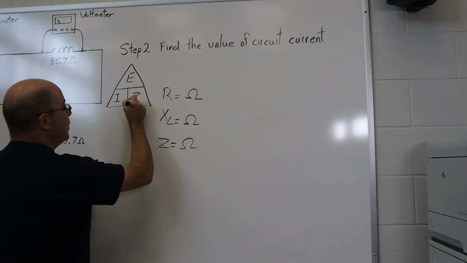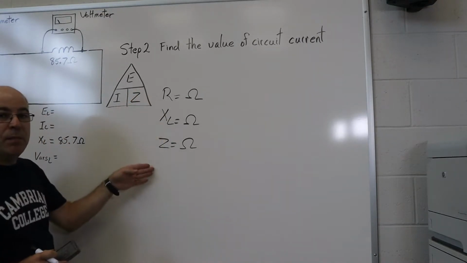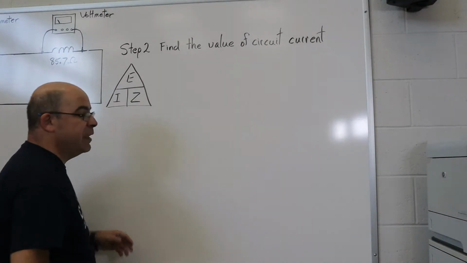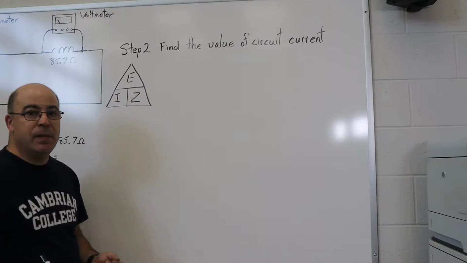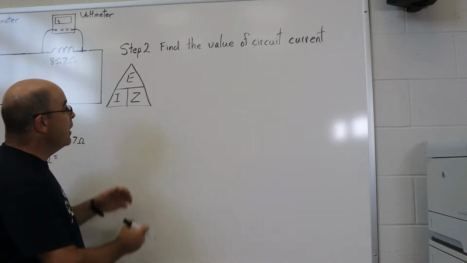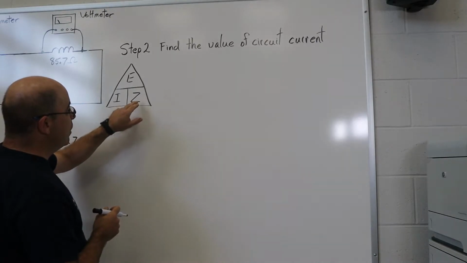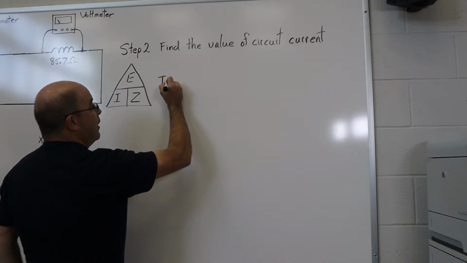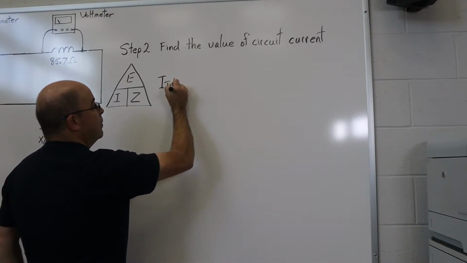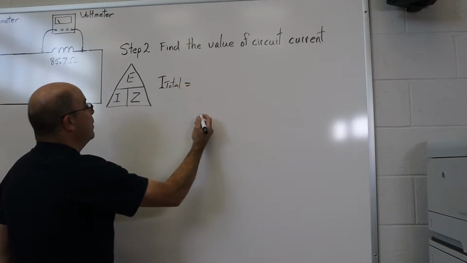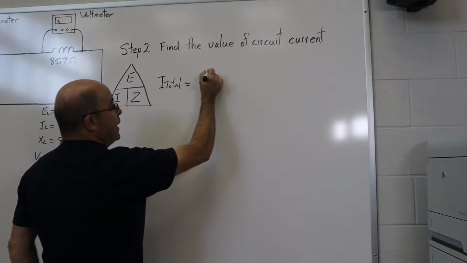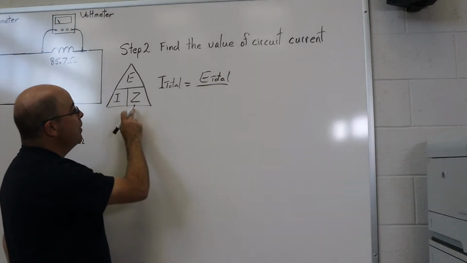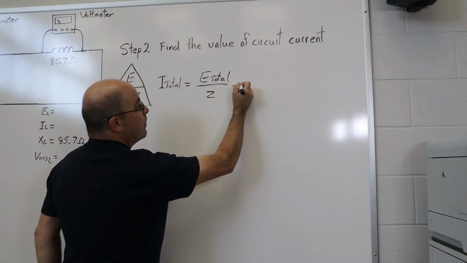We're going to substitute the R for a Z because it is measured in ohms, or units of resistance. It acts like resistance, it behaves like resistance, we calculate it like it was resistance, and so we can substitute the R for the Z. In this case, to find the value of circuit current, I total, we're going to take the applied voltage, which is E total, and we're going to divide it by the value of impedance.